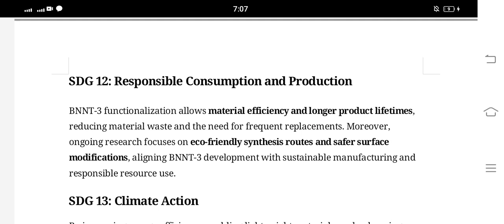Next, there is responsible consumption and production, which is covered in SDG 12. Functionalization of boron nitride nanotube 3 promotes material efficiency and longer product lifetimes, which reduce material waste and the need for frequent replacement. In addition, research is focusing on eco-friendly synthesis and safer surface modification, ensuring the boron nitride nanotube 3 development aligns with sustainable manufacturing and responsible use of resources.